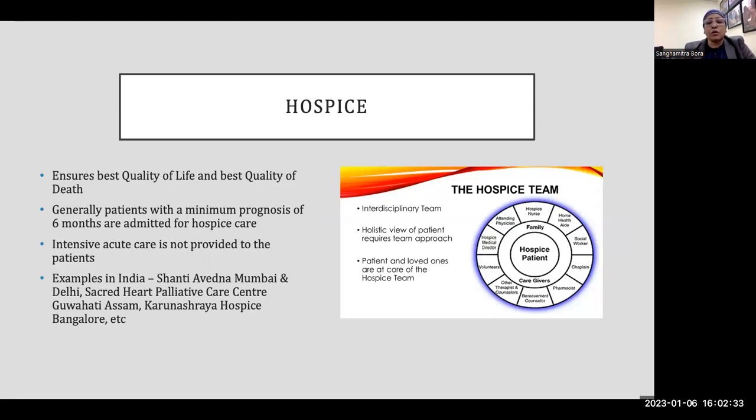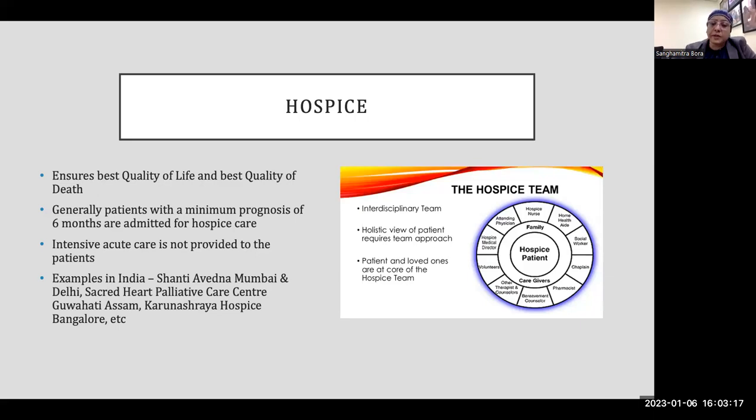And we all know about hospice. It ensures the best quality of life and the quality of death also for palliative care patients who are definitely terminal. But they do not admit patients in hospice care who have a long-term survival. Okay, the minimum prognosis has to be 6 months. This is a kind of hospice care that has been designed for terminally ill patients. Intensive care is not provided in hospices.